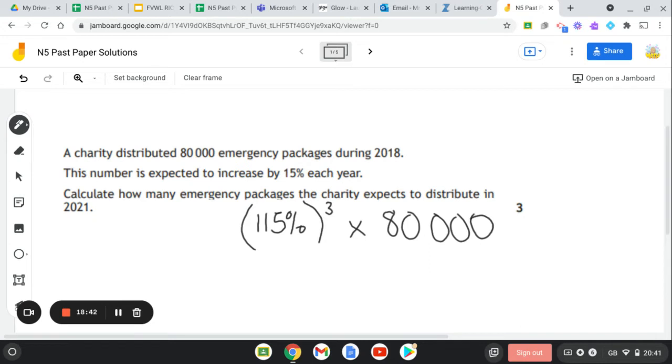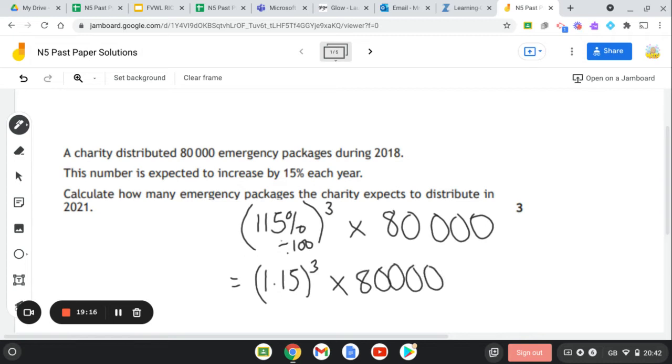Now, this bit here, your percentage, it's a calculator paper. You should understand that you don't put a percentage straight like that into your calculator. You have to get the decimal form, and to get the decimal form, you divide it by 100, just the percentage bit. So what we'll actually be typing into the calculator is 1.15 cubed times 80,000.